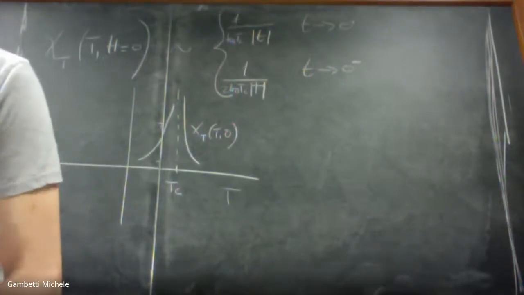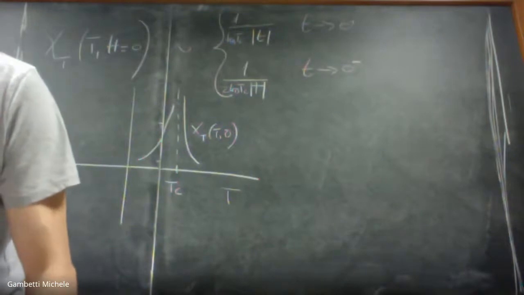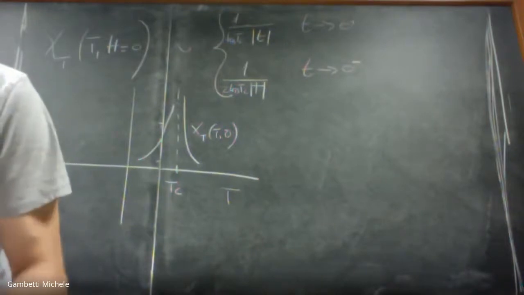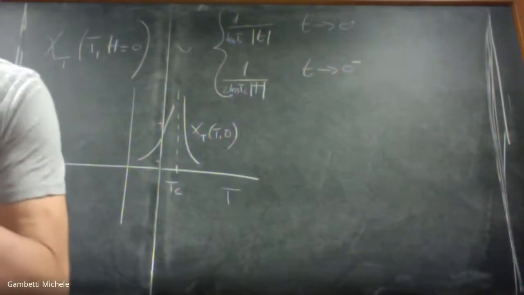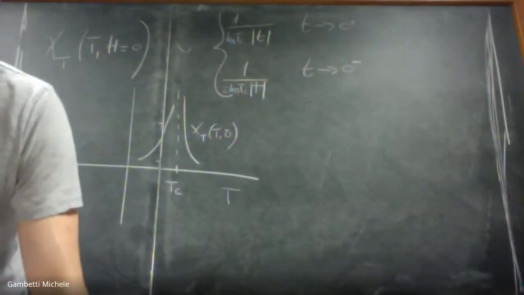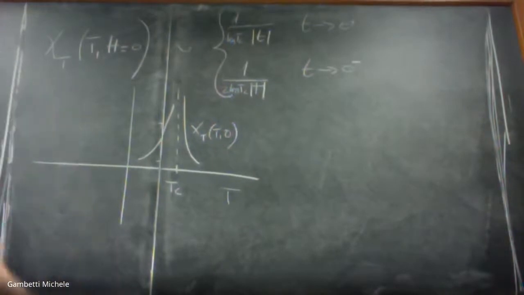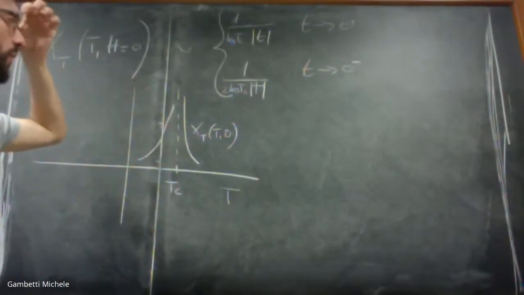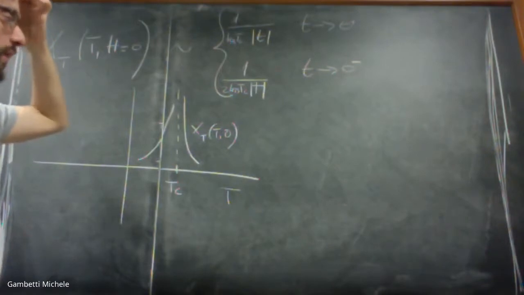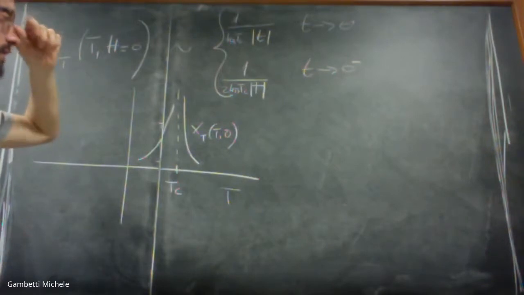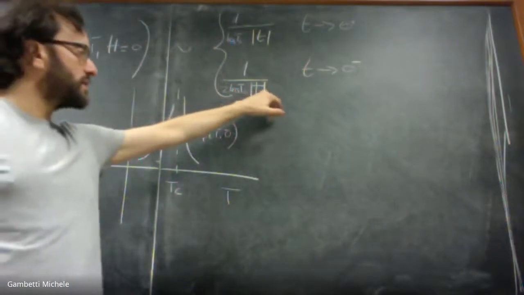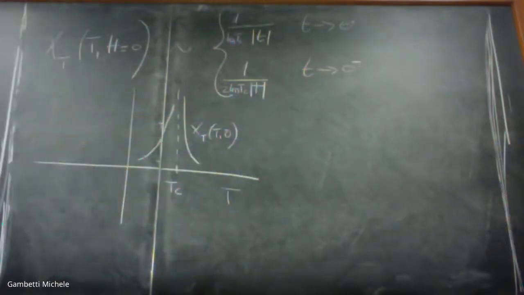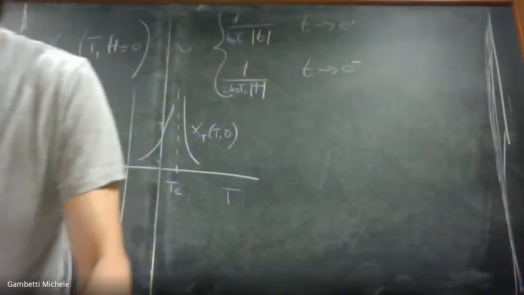Now we will introduce in a moment this scaling of magnetization and susceptibility close to the critical point, and these exponents are called critical exponents. So in this case, the critical exponent is 1 or -1. Okay, but I will introduce them in a moment.